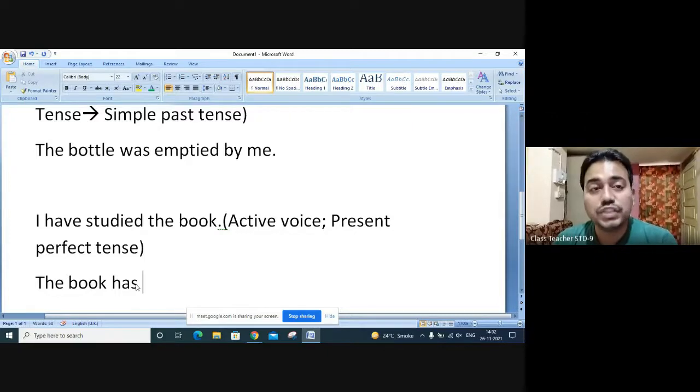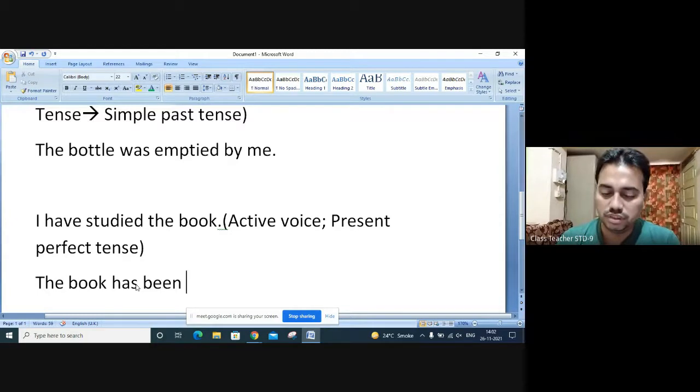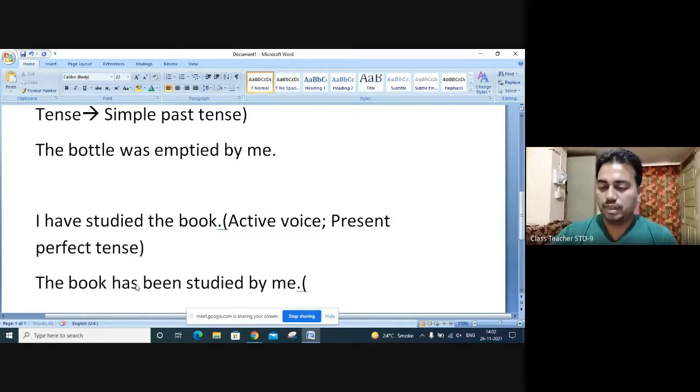Now, has is for present tense. Now, we have to use the helping verb for perfect tense as well. That is, been studied. S-T-U-D-I-E-D. That is the V3 form of the main verb, studied. Who studied it? By me. Who's the doer? Me. So, I am the doer. So, that will become again by me. Remember, every time it will not be by me. Sometimes the doer is written and all that stuff, right? The book has been studied by me, passive voice.